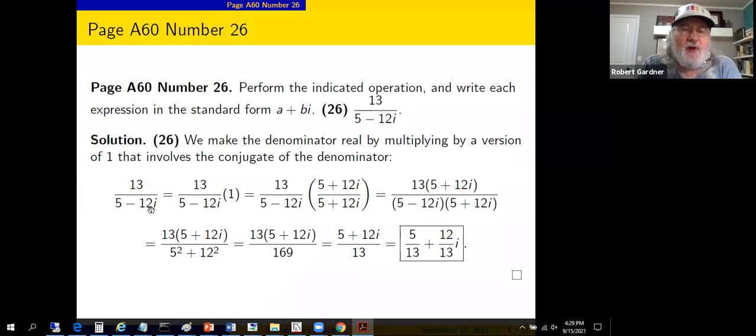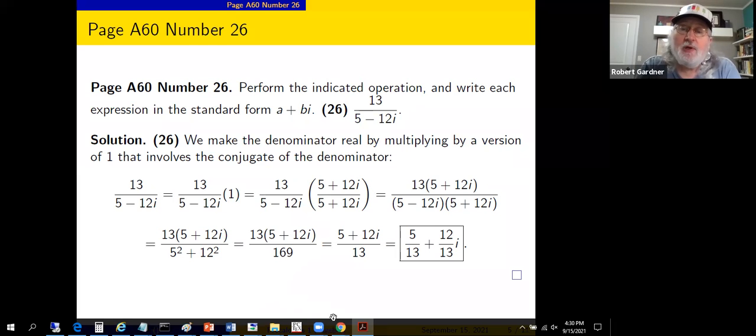So we're going to take 13 over 5 minus 12i. We're going to multiply it by 1, but a special form of 1. We're going to multiply it by 5 plus 12i divided by 5 plus 12i. That's 1. Ooh, and 5 plus 12i, that's the conjugate of 5 minus 12i. So when we do the multiplication here, you know what's going to happen. This is a complex number times its conjugate. What do you get from that? You get the real part squared plus the imaginary part squared. Take a complex number times its conjugate, you get real part squared plus imaginary part squared.